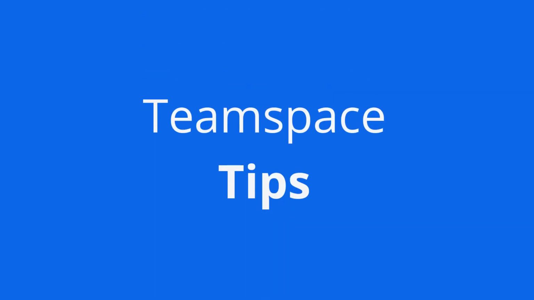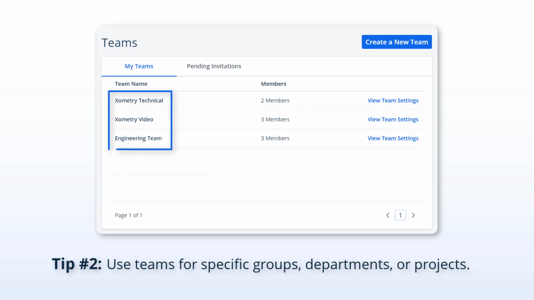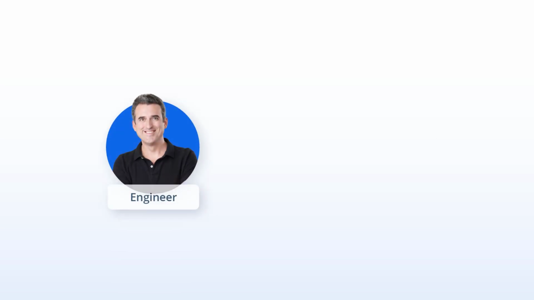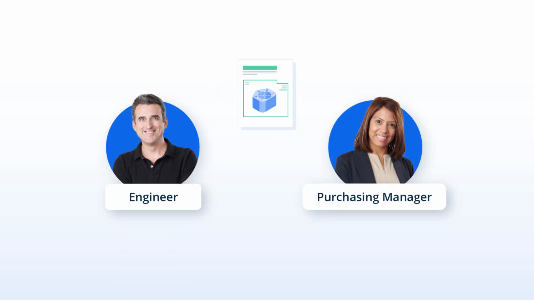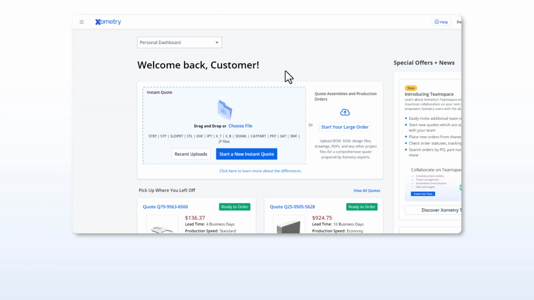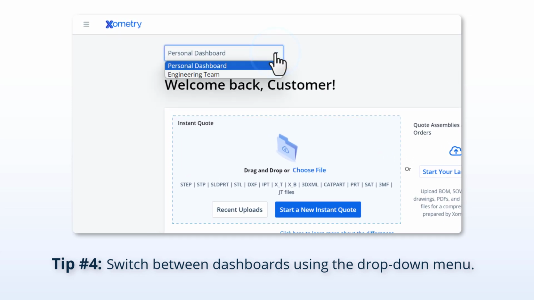Here are some tips to get the most out of Teamspace. You can create and be part of multiple teams. Teams can be dedicated to particular groups or departments within your organization or even specific projects. If you often find yourself sharing quotes with another user, such as a purchaser, consider creating a team to streamline your workflow. Teams can be as large or as small as you need. You can access and switch between dashboards by clicking on the drop-down menu in the upper left of the active dashboard, then selecting another from the list.